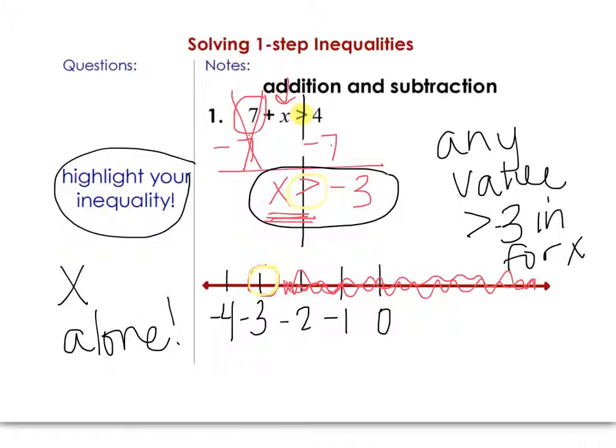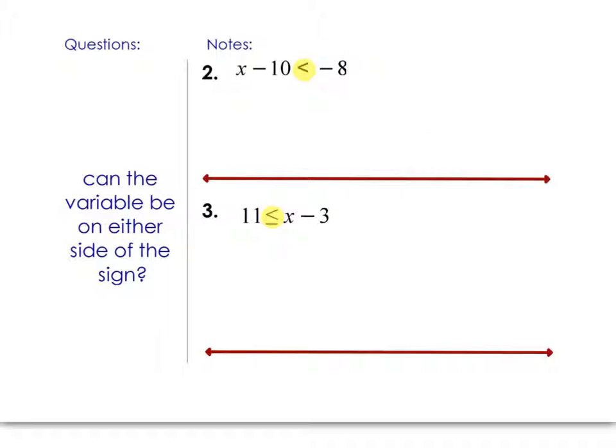You can either shade it like this. You can do an open circle with an arrow. Or if you have a fancy highlighter tool, aha, like this. You can shade it that way. As long as I know there's an open circle and you're shading above negative 3, you are good to go.